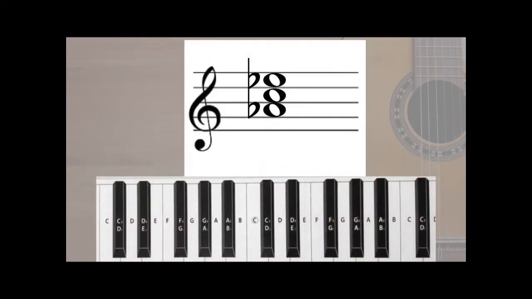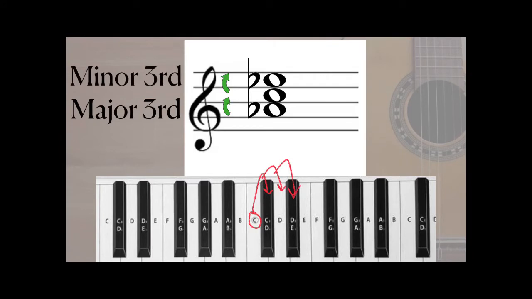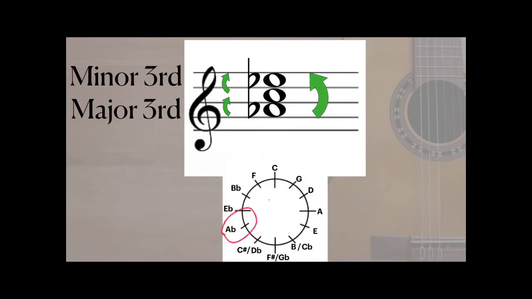Let's take a look at one more major quality triad. It starts on an A flat and goes up a major third, 4 half steps. Now we'll calculate the third that goes from the third to the fifth. That goes from C to E flat, 3 half steps. So when we have a major third on the bottom and a minor third on the top, we're always going to have a perfect fifth between the root and the fifth.